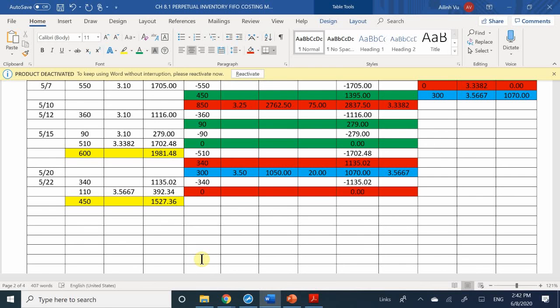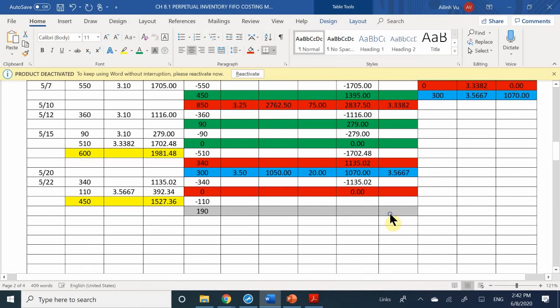All right. Now I'm going to subtract out my 110. Okay, so what is 300 minus 110? 190. We're going to get 190. Yes, and this is going to be my sky blue batch, and it's going to be full. So that's going to be minus 392.34.